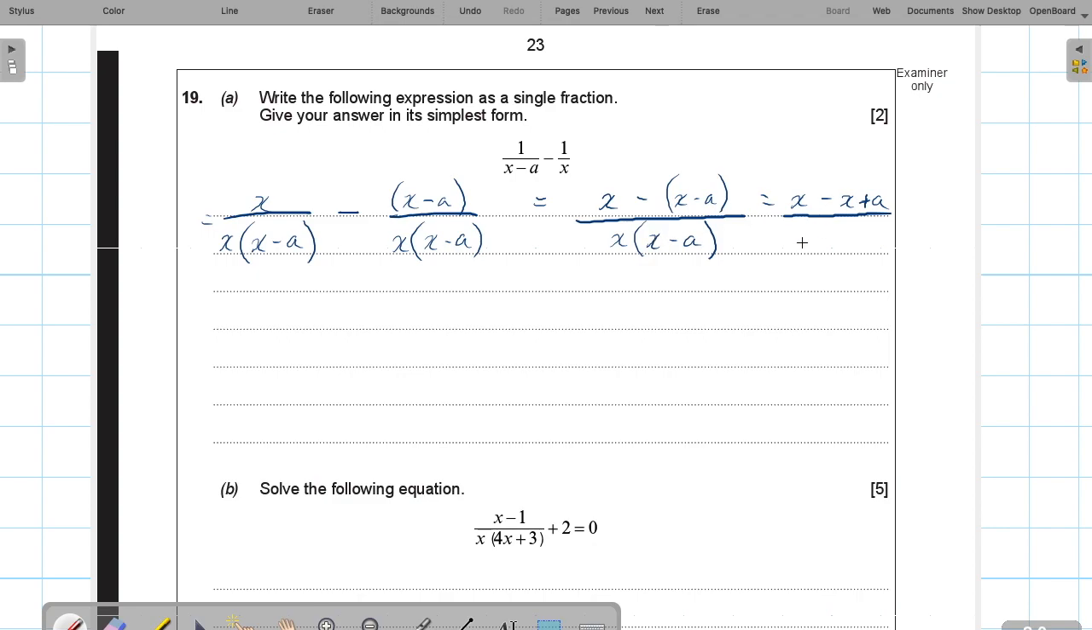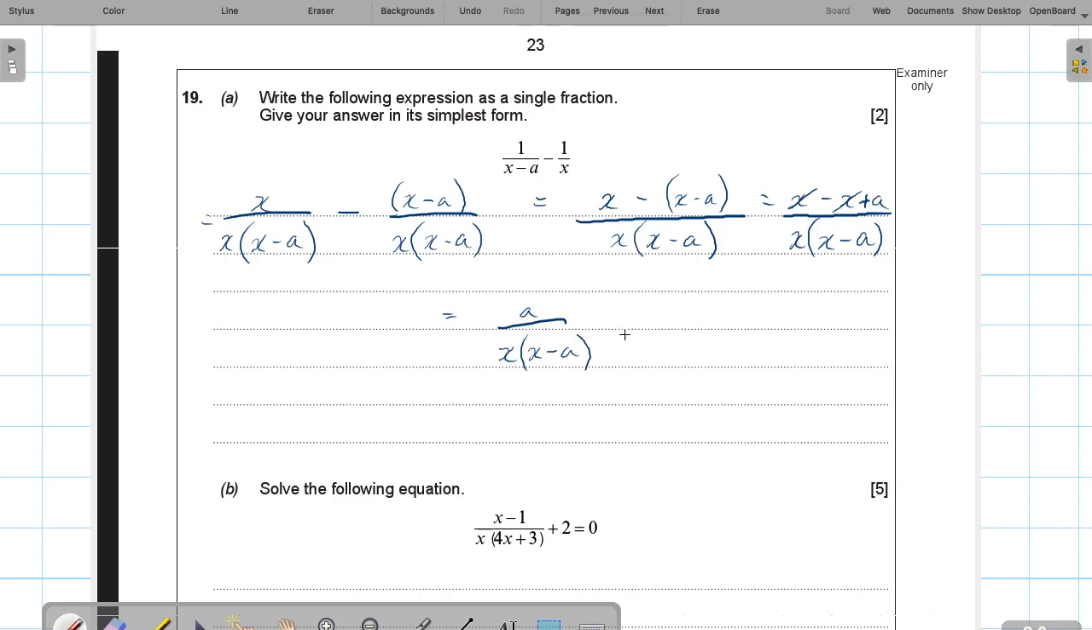We need to expand the bracket on the bottom here. In fact, no, we won't. Ignore me, because we want the answer in its simplest form. So we have plus x, take away x, so they just cancel. So all we have is a over x minus a, and that's in its simplest form.